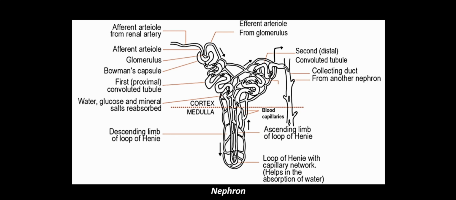It is made up of cup-shaped Bowman's capsule and a long coiled uriniferous tubule. The Bowman's capsule is supplied with a branch of the renal artery, the afferent arteriole, which divides several times and forms tiny branches called capillaries. These capillaries unite at one end to form the efferent arteriole. So that's the efferent arteriole.